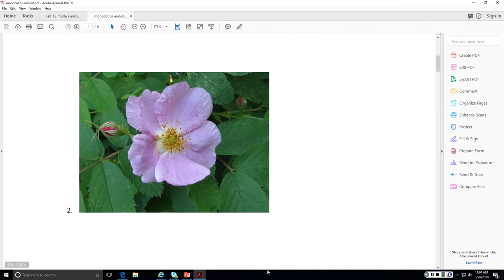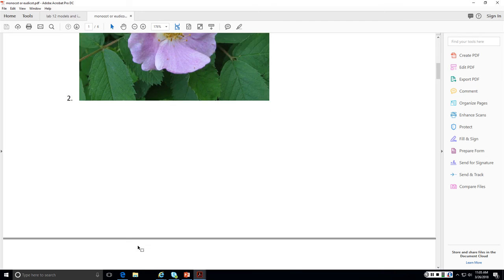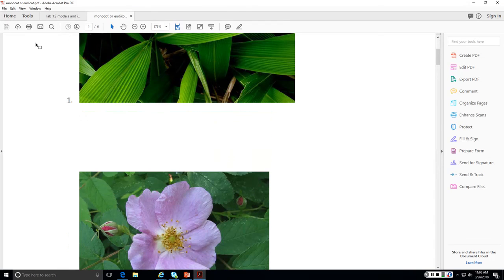Number 2, this is a eudicot. How do I know? I actually have 2 things that can support my identification this time. First, flower parts: 1, 2, 3, 4, 5. Flower parts in 5s. Also, netted venation. So I'm only going to give you those 2. The rest you have to figure out yourself. So this document is called Monocot or Eudicot, and it's a PDF.